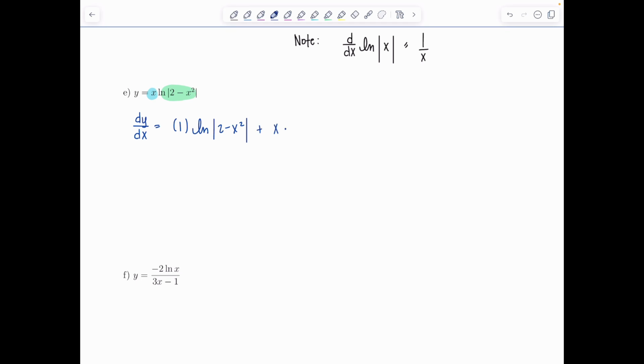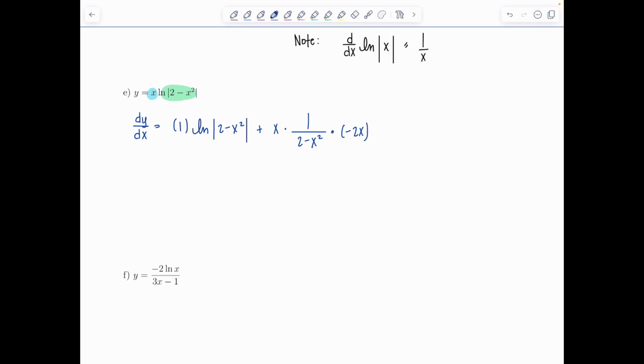Derivative of ln of 2 minus x squared absolute value is just 1 over 2 minus x squared. You don't need to keep the absolute value. See how they're gone now? Times the derivative of what's inside. So times the derivative of 2 minus x squared. We're doing the chain rule, which is negative 2x.